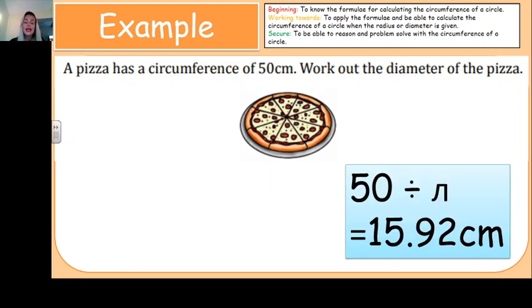Okay, so this is how you would work that out, okay? So circumference is pi times diameter, but when you know the circumference and you're working out the diameter, you do the opposite, which is to divide. So you're dividing the circumference by pi. 50 divided by pi, so your answer should have been 15.92 centimetres.